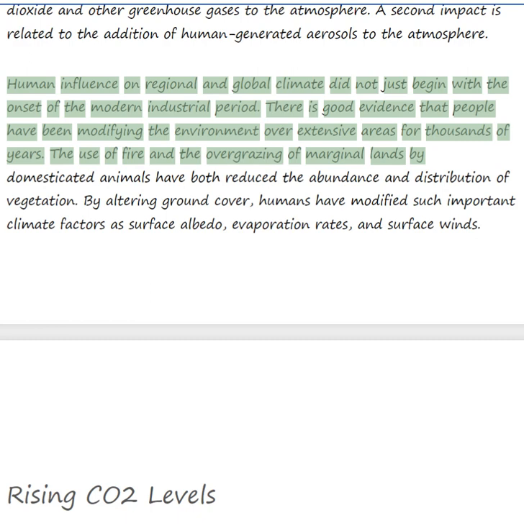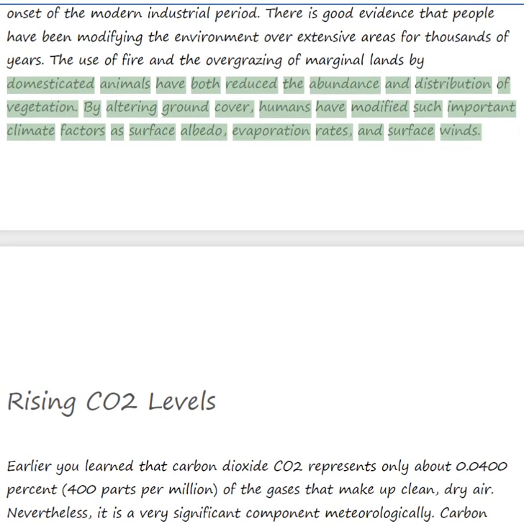Human influence on regional and global climate did not just begin with the onset of the modern industrial period. There is good evidence that people have been modifying the environment over extensive areas for thousands of years. The use of fire and the overgrazing of marginal lands by domesticated animals have both reduced the abundance and distribution of vegetation. By altering ground cover, humans have modified such important climate factors as surface albedo, evaporation rates, and surface winds.